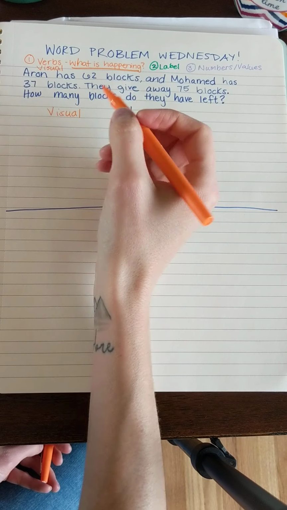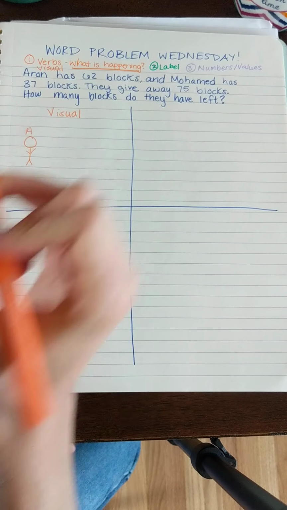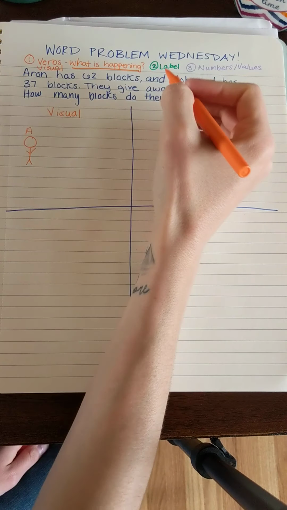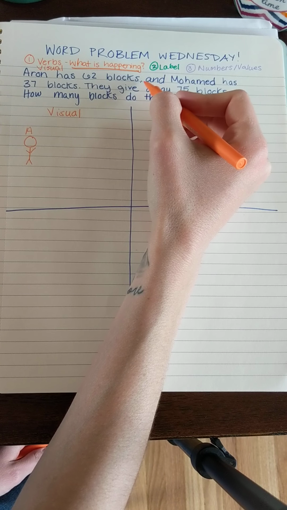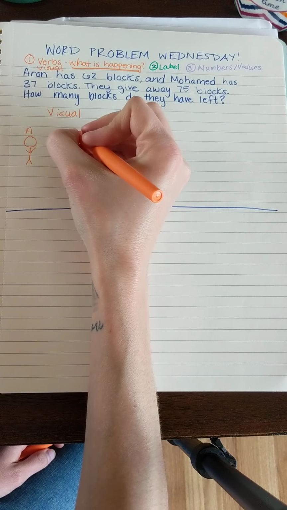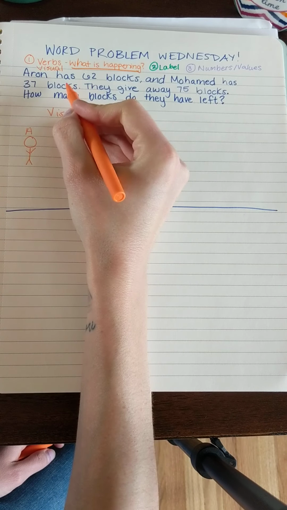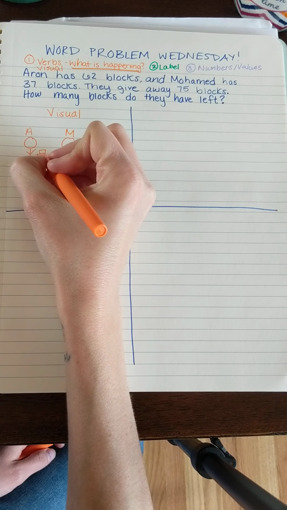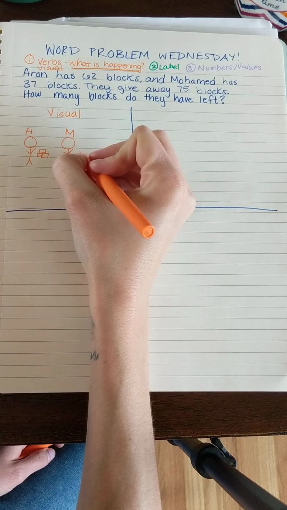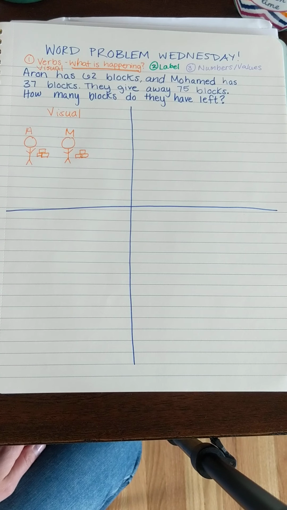Aaron has some blocks. I stop when I understand one thing that's happening and I just draw it in my visual. Usually that's at a punctuation mark. So I say Aaron has some blocks and Muhammad has some blocks. Okay, there's Aaron, there's Muhammad. They've got blocks. I don't take a lot of time on my drawing because I'm just trying to quickly get an idea of what's going on.